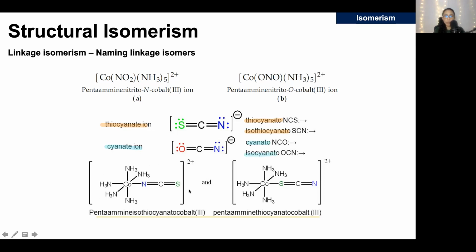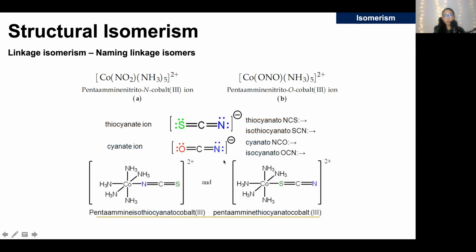Here we see an example of linkage isomers. The ligand is attached via nitrogen, so that's isothiocyanato. Here, the ligand is attached via the sulfur, so it's simply thiocyanato.